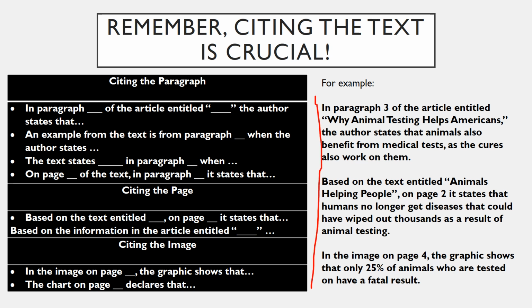In paragraph 3 of the article entitled Why Animal Testing Helps Americans, the author states that animals also benefit from medical tests, as the cures also work on them. Notice, I told you the paragraph, and then explained what it meant. Based on the text, entitled Animals Helping People, on page 2, it states that humans no longer get diseases that could have wiped out thousands as a result of animal testing. In the image on page 4, the graphic shows that only 25% of animals who are tested on have a fatal result.